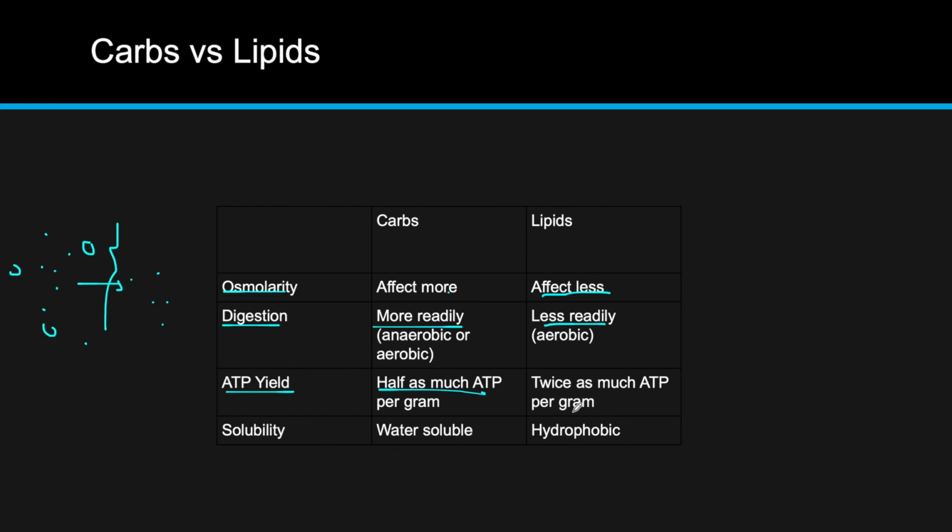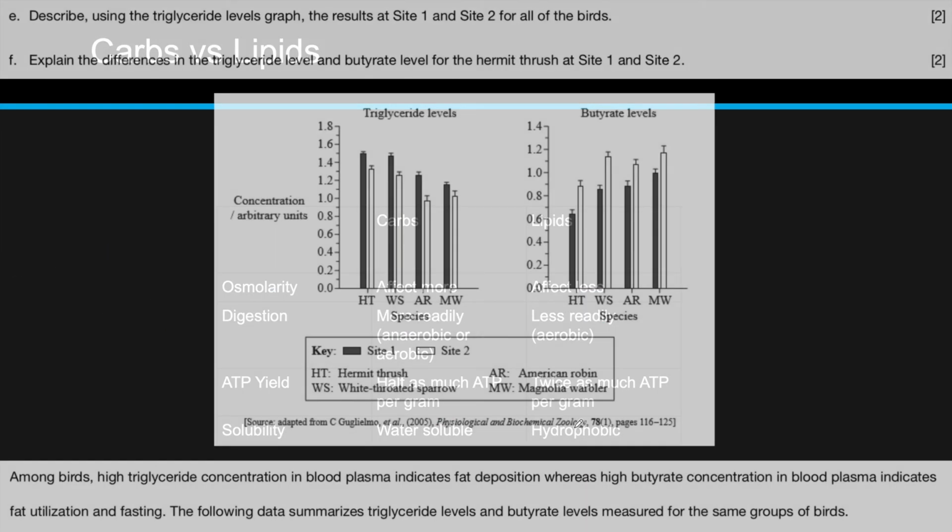So this is kind of showing that lipids are a much more concentrated form of energy storage, which makes sense. The body fine-tuned this process to make fat a much more efficient way of storing energy in case of times of low food. And then finally, we have solubility. Carbs are more soluble due to their slight polarity, while lipids are hydrophobic, as you can see when you put oil in water.